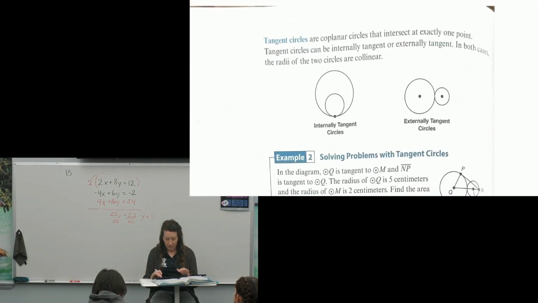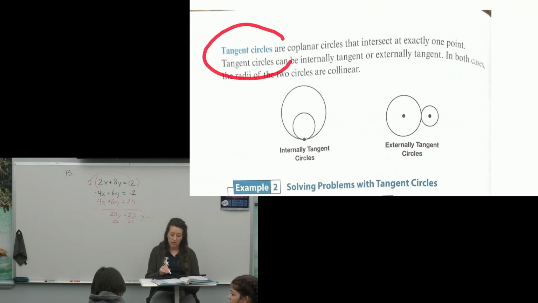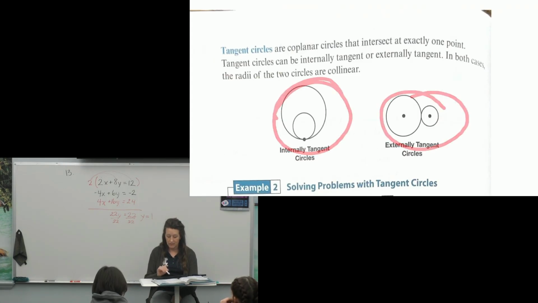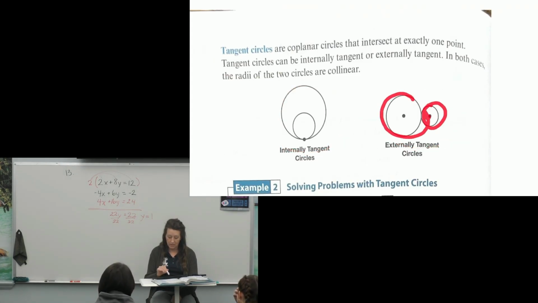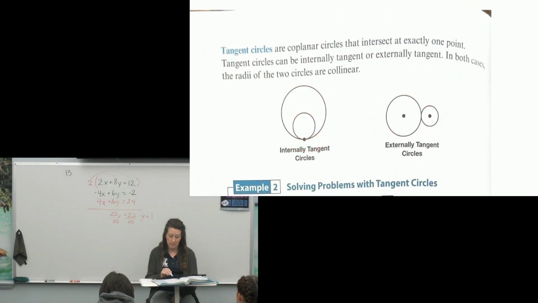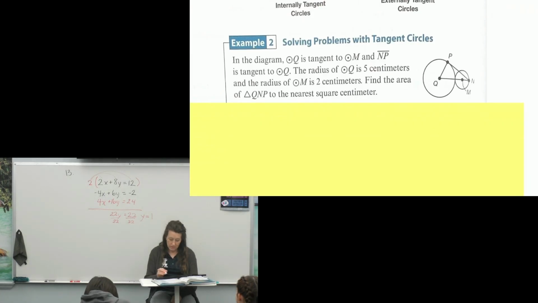Now this is going to be mind-blowing. You're going to like this. Just kidding. Tangent circles are coplanar circles that intersect at exactly one point. They can be internally tangent or externally tangent. Okay? So like on the sides of each other or inside. So this is an internally tangent circle. Okay, so these guys right here.